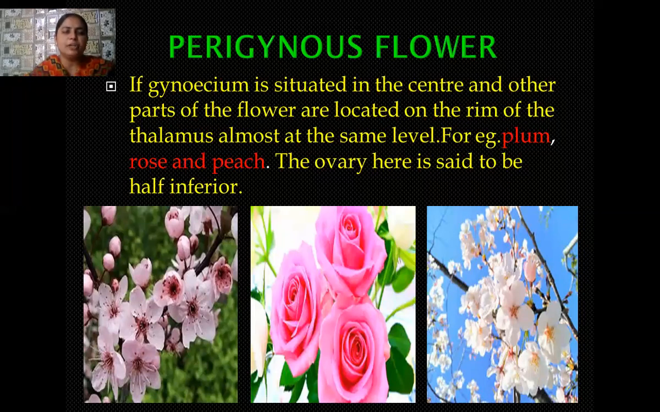Perigynous flowers: if the gynoecium is situated in the center, and the other parts of the flower are located on the rim of the thalamus almost at the same level, such flowers are known as perigynous flowers. That means the position of the gynoecium as well as the other floral parts is almost at the same level. For example, plum, rose and peach. Here you can see the flowers of plum, rose and peach. All of these flowers have an ovary, but this ovary is half superior.